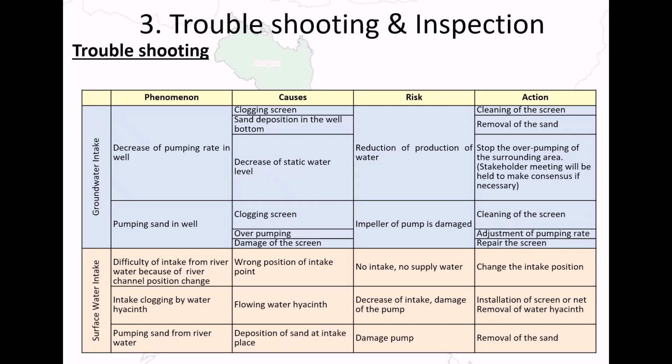For example, if you observe pumping sand in the well, it could be caused by a clogged screen, over-pumping or damage of the screen. The cause can be a single one or multiple. According to the causes, the action to be taken is decided. For example, if it is caused by a clogged screen, the action to be taken is cleaning of the screen. This is how confirmation points are used in reverse for troubleshooting.